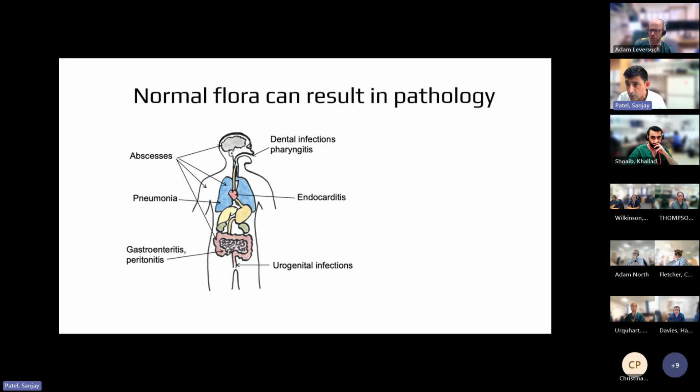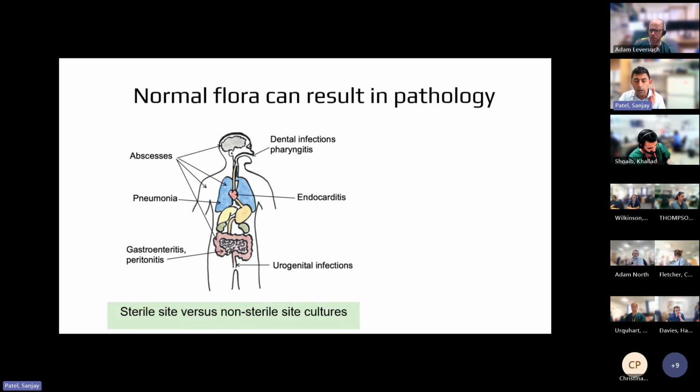And children whose guts are playing up, especially children on chemotherapy with mucositis, you get translocation of gut bugs. You can get translocation from the nasal tract to cause brain abscesses. And you can get gut flora causing UTIs. But that's often when we have done something in terms of disruption.